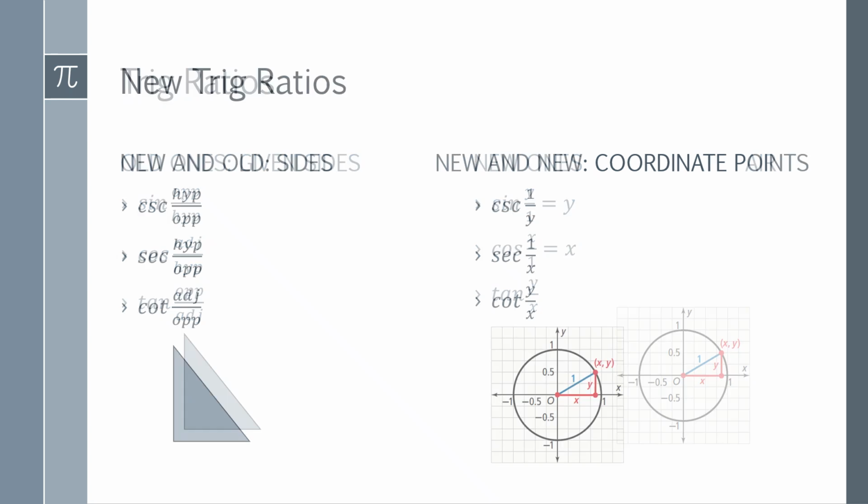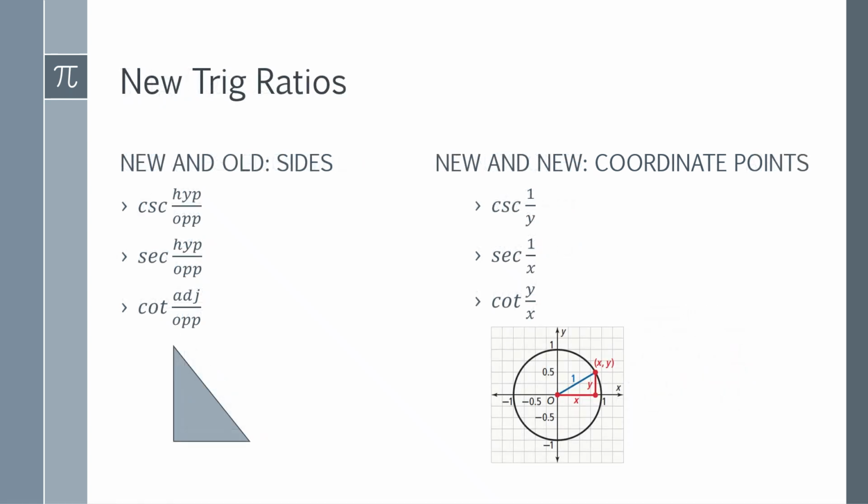All right, your new trig ratios, like I told you guys, are cosecant, secant, and cotangent.